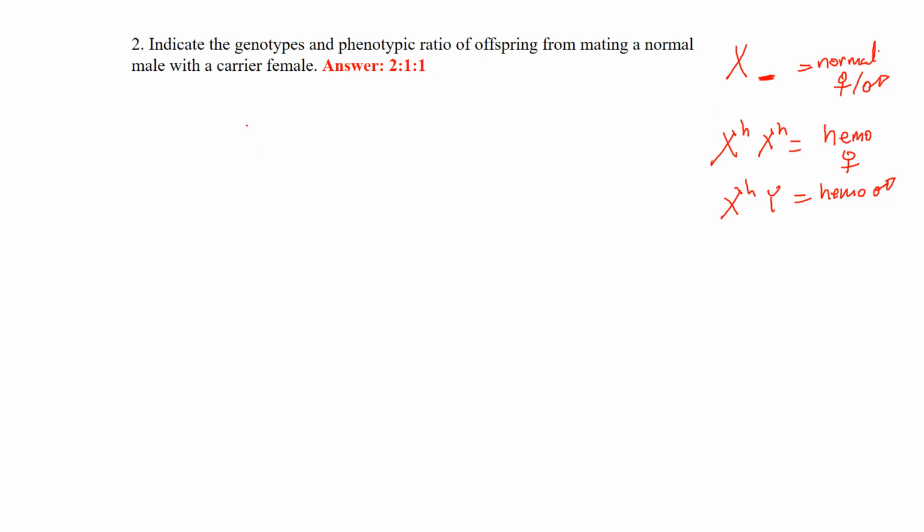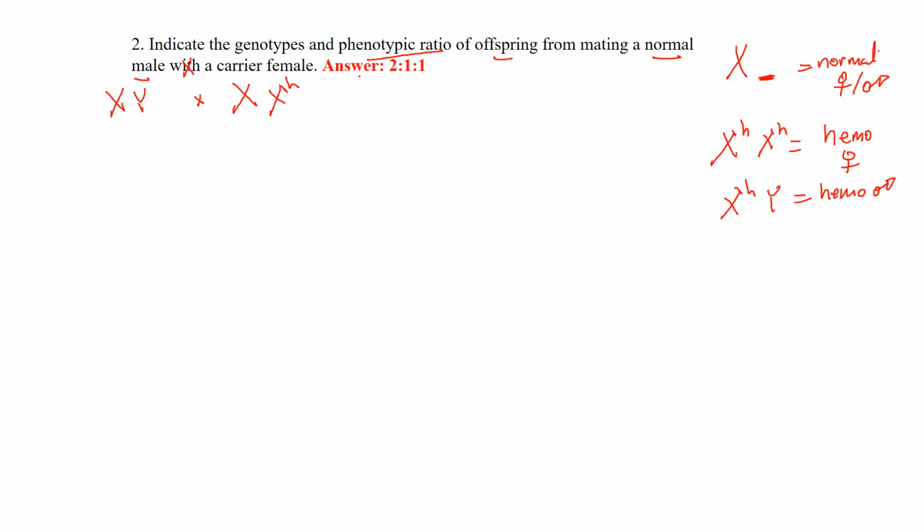Okay, so let's take a look at question number 2. It says indicate the genotype and the phenotypic ratio of offspring from mating a normal male, underline the parent, tell me his genotype. So if he's a normal male, he has to have just an X with a Y on it. And he's mating, crossed with a carrier female. So she is actually going to be normal as well, because just like we said, the normal X is going to mask the expression of the allele with the hemophilia on it. But she is a carrier, so that's what a carrier looks like.